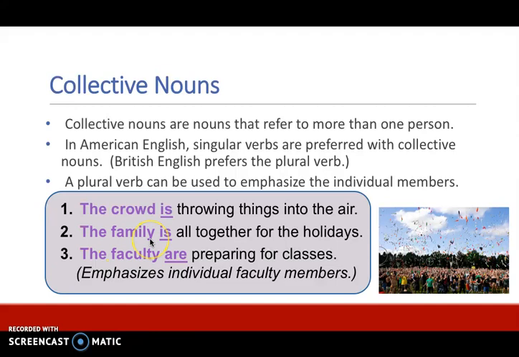Number 2, the family is all together for the holidays. So family is also a collective noun. It refers to more than one person, but we use a singular verb with it.